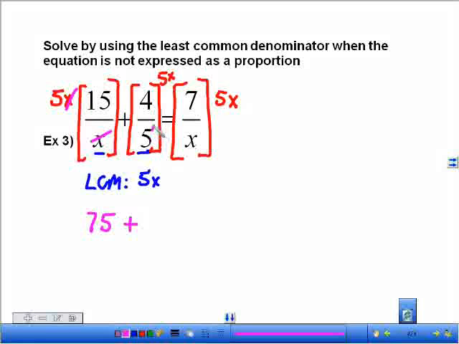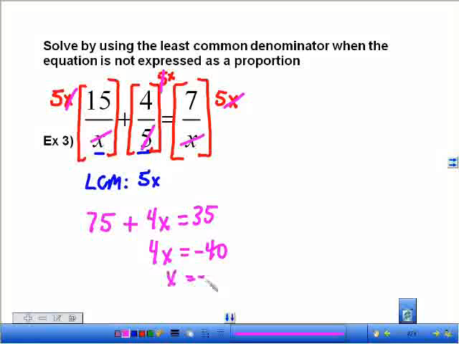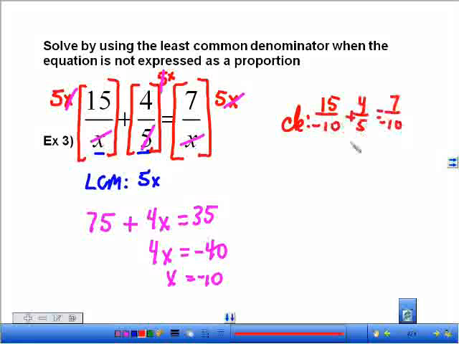4/5 times 5x, the 5's cancel out, I'm left with 4x. 7 over x times 5x, the x's cancel out, I'm left with 35. So now we're going to solve that just like we know to do. 4x equals negative 40, so x is negative 10, and I always want to check it to make sure that it works. So I have 15 over negative 10 plus 4/5 equals 7 over negative 10.